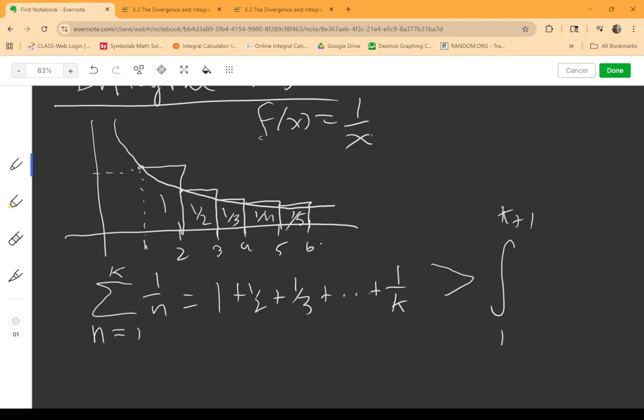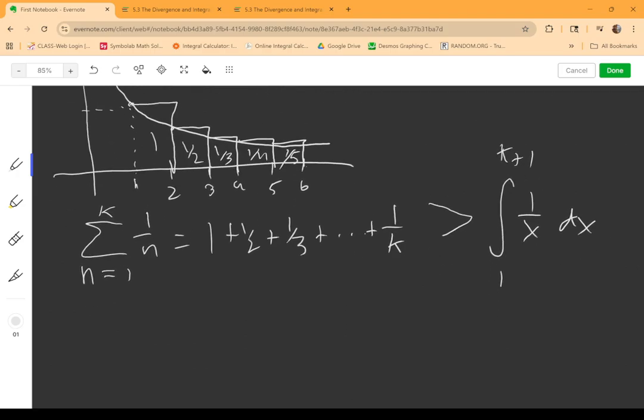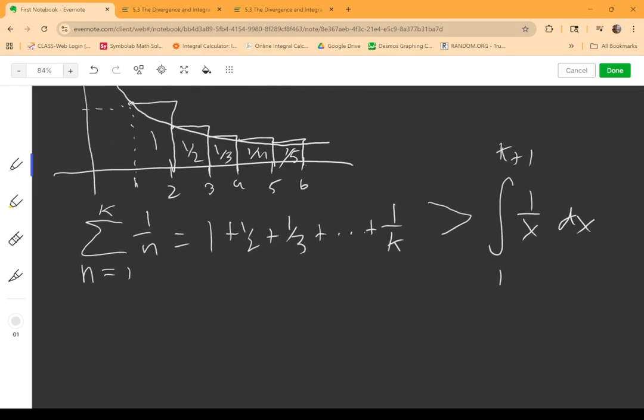And why k plus 1? We could see from our drawing here, the fact that we start on the right at 1, when we go to 6, we get that last rectangle is 1/5. So we kind of go one further of 1 over x dx. So here it just is a matter of comparing areas, and we could say this partial sum s sub k is greater than the integral of 1 over x dx, from 1 to k plus 1.